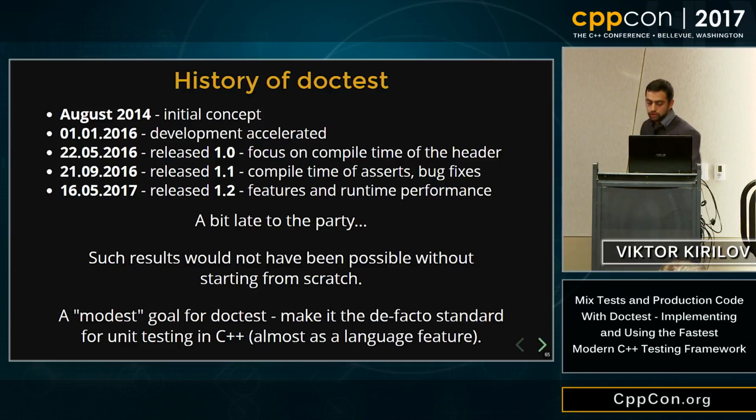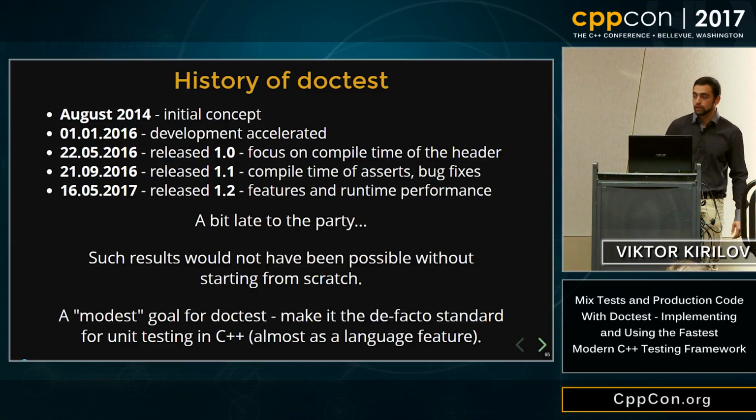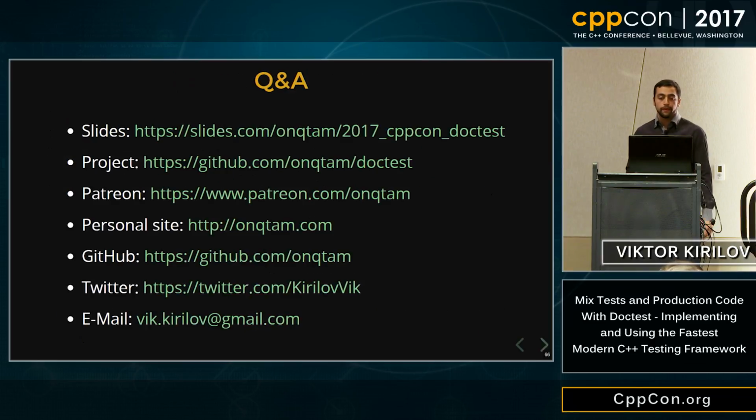But I believe that these results wouldn't have been possible without starting from scratch, especially the lightness of the header. I mean, not including anything in the public part of the header, you have to do that from the ground up. And a modest goal for Doctest is to make it the de facto standard for unit testing in C++, almost like a language feature. The idea is that you can just include it and not notice it, and write tests if you want to, because it's so light and you don't see it.